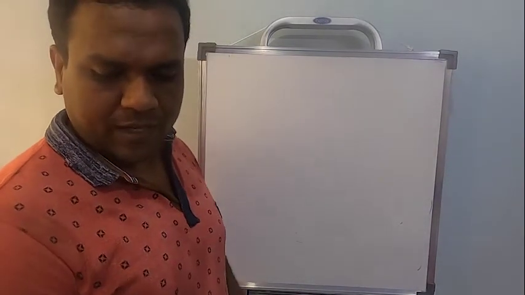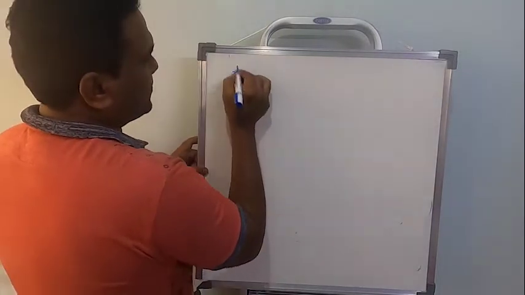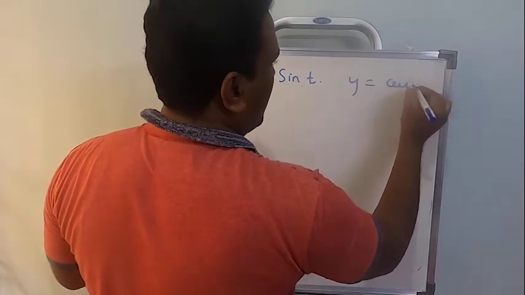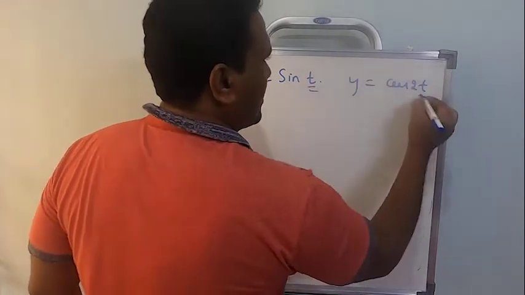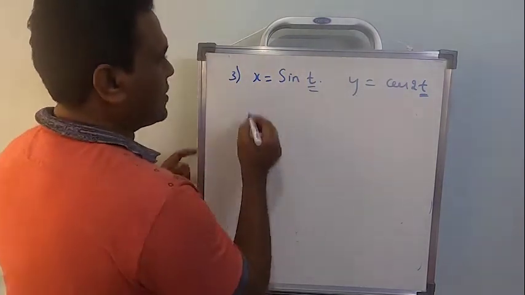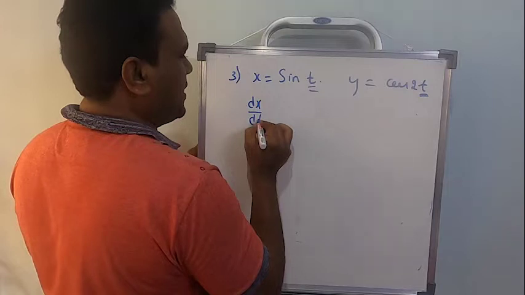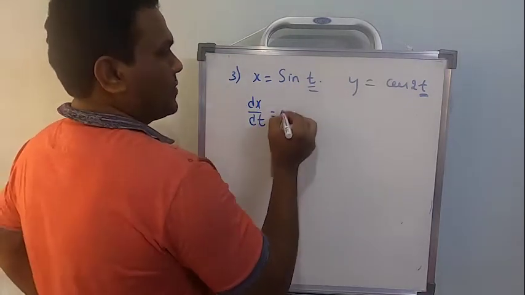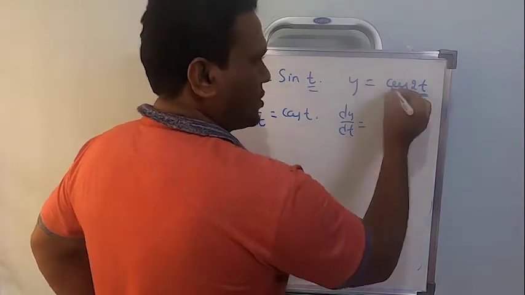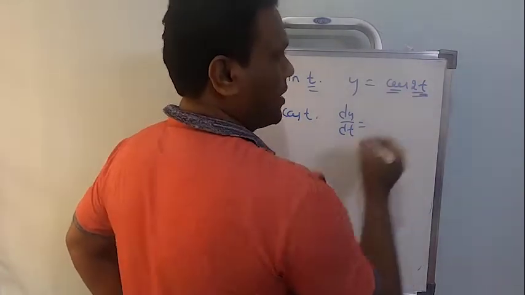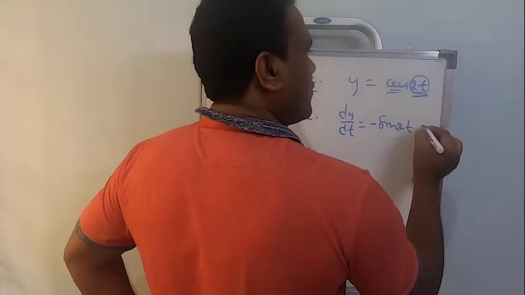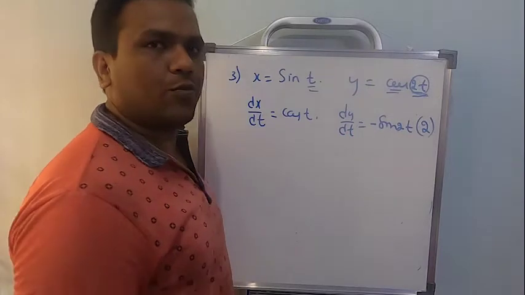That's problem number 3. Problem number 3 is given by x equal to sin t, y is equal to cos 2t. Now this time the parameter is t. So if I start the differentiation, I have to find dx by dt, differentiation of sin t, cos t. I have to find dy by dt, differentiation of cos, first for cos, then for 2t. Differentiation of cos will be minus sin 2t, and differentiation of 2t with respect to t will be 2.